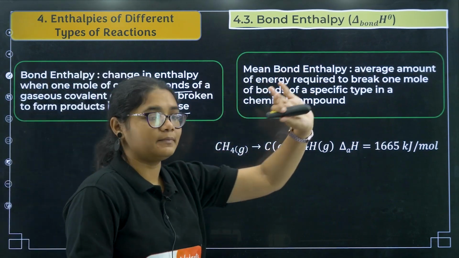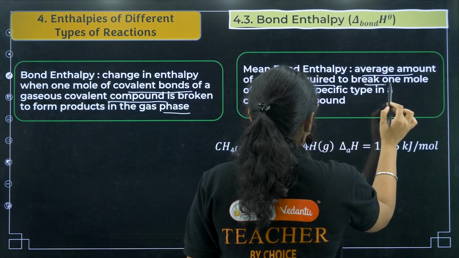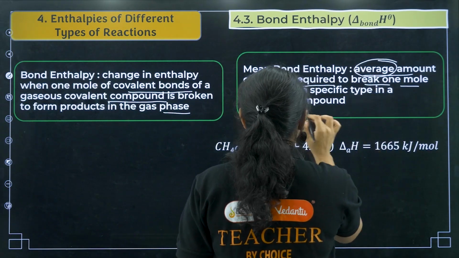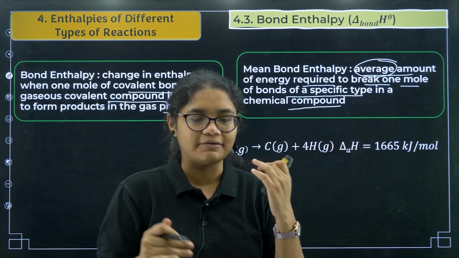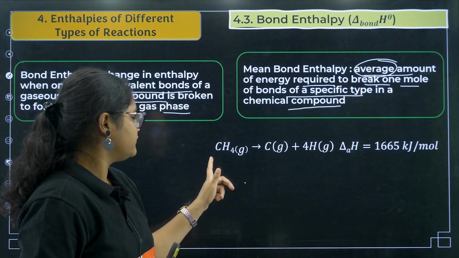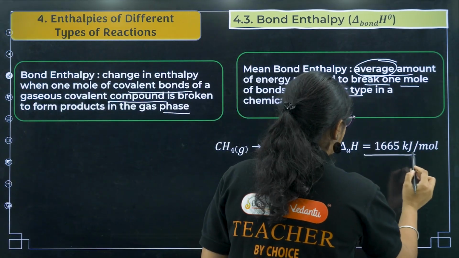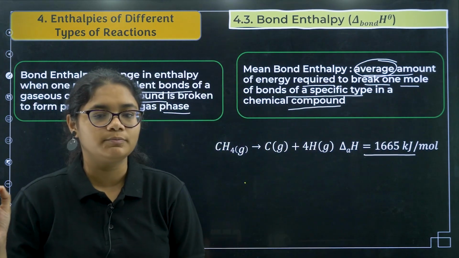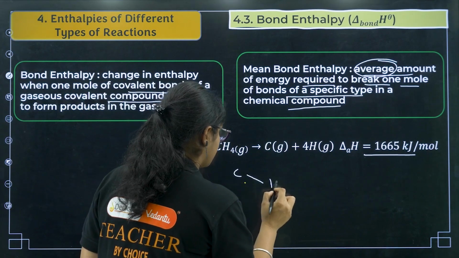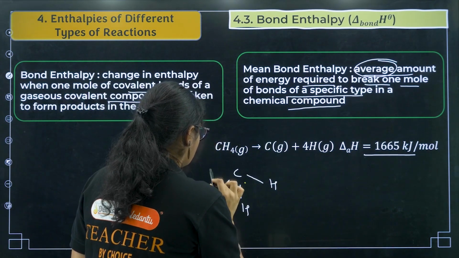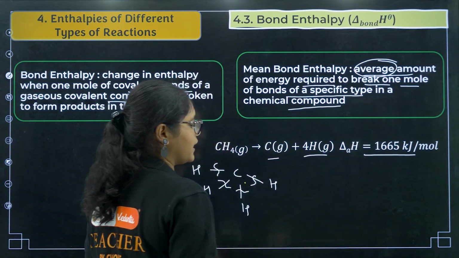But there is something called mean bond enthalpy also. Now what is mean bond enthalpy? The average amount of energy required to break 1 mole of bonds of a specific type in a chemical compound. Why is this average bond enthalpy term there? Just now we have seen, if you break CH4 you will get C and 4H, and the enthalpy of atomization is 1665 kilojoule per mole. So in this molecule, what exactly are we breaking? We have 4 CH bonds. If I break these 4 CH bonds, I will get carbon and 4 hydrogen, right?